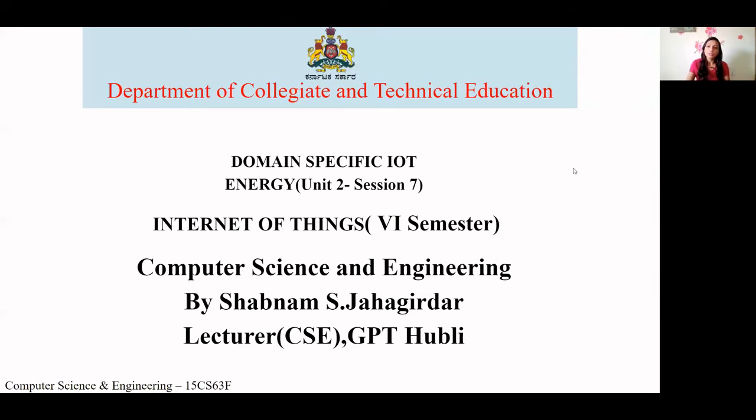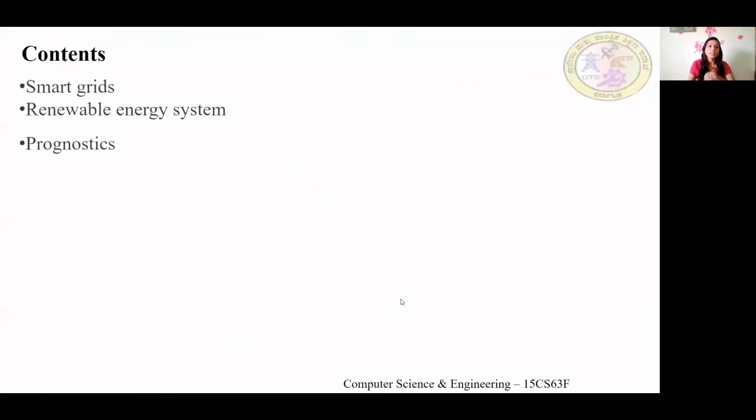discussing your fourth application, that is IoT application in energy. In this you will be studying three things: smart grid, renewable energy system, and prognostics. All related to energy only. So just now we saw a video on how to make your grid smarter. Next we will see, if we use the smarter grid, or if we use IoT, we can also use the same grid for renewable energy system.